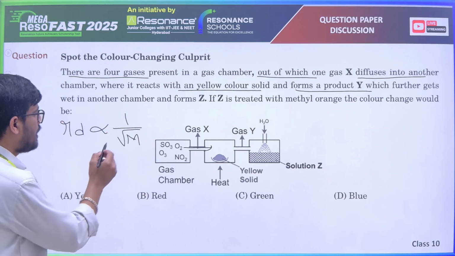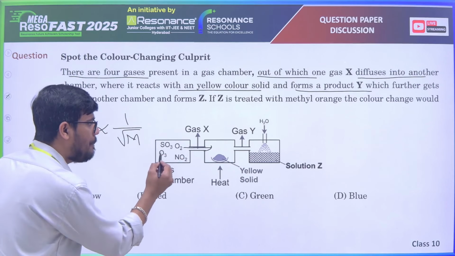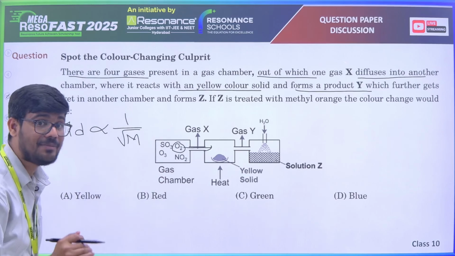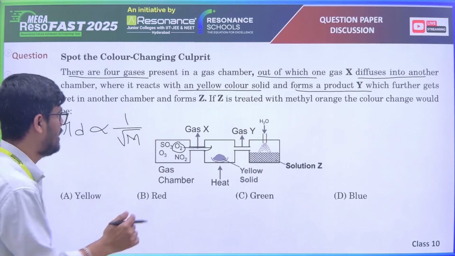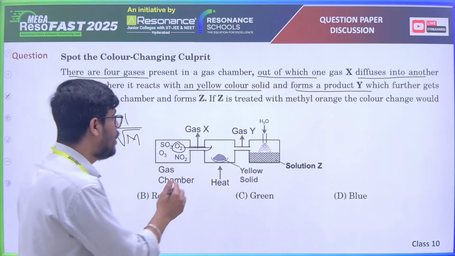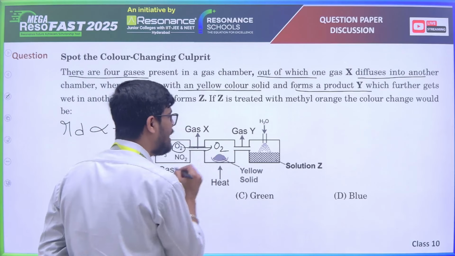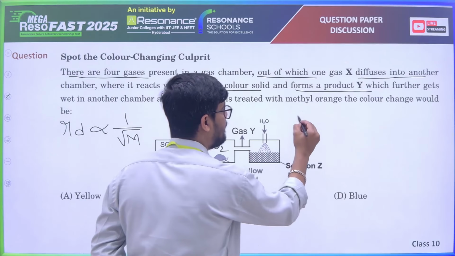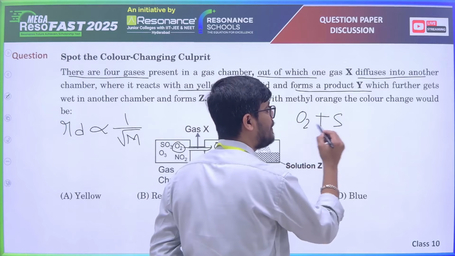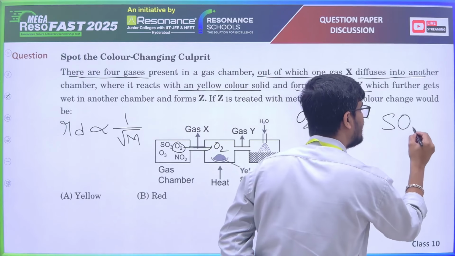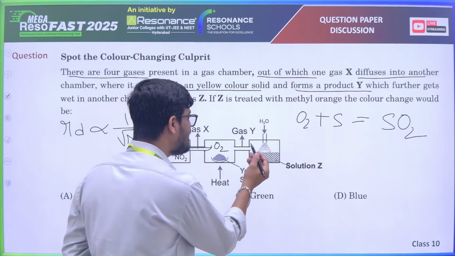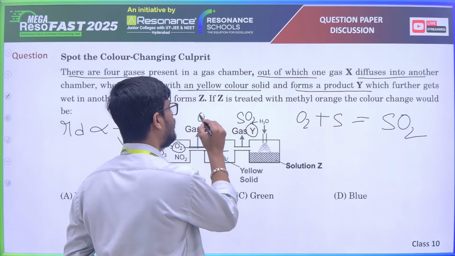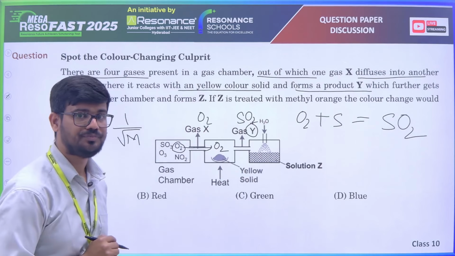Now if we compare these 4 molecules, only oxygen has the least molecular weight. O2 has the least molecular weight, so O2 will be in the next chamber. Now if O2 reacts with sulfur, what product will we get? SO2. So gas X will be O2, gas Y will be SO2.